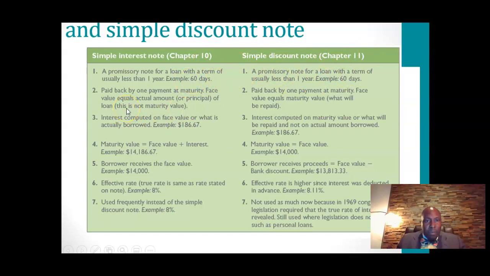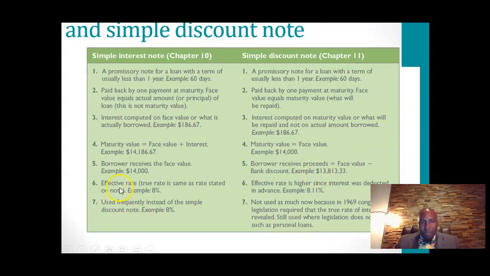Now, just for comparison purposes, from 10 to 11, the promissory note again, 60 days. With the simple interest note, you are paying back the principal plus interest. With the simple discount, you're just paying back the face value amount. The interest calculation would be the same on either one. Maturity value on the simple interest note is face value plus interest. On the discount note, it's just going to be the face value amount. You receive $14,000 for the note, but only receive $13,813.33 for the simple discount note.